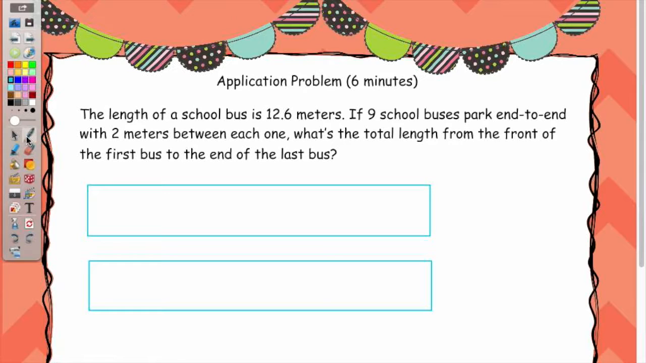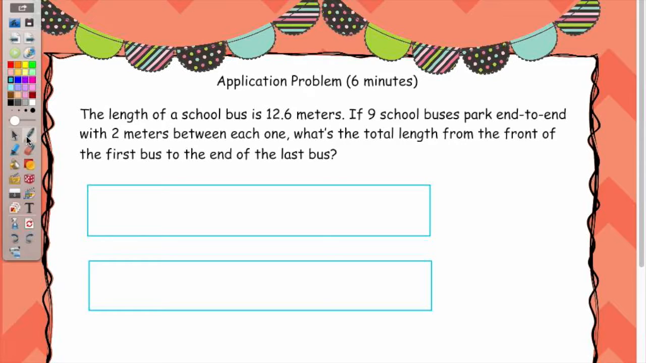Now, our problem today is a 5th grade problem, so it's a little different. Don't attempt to solve it yet, okay? It says the length of a school bus is 12.6 meters. So instead of 15, like on the 3rd grade problem, they're 12.6, okay? If 9 school buses park end to end with 2 meters between each one, what's the total length from the front of the first bus to the end of the last bus?